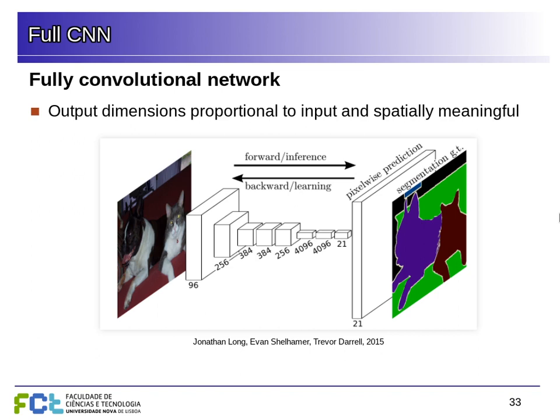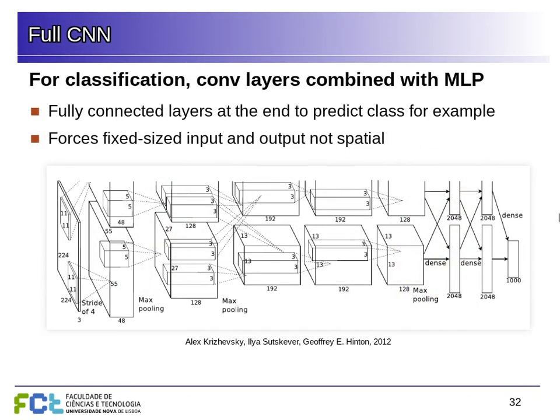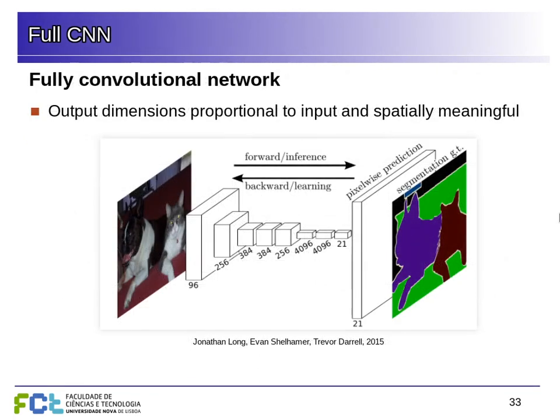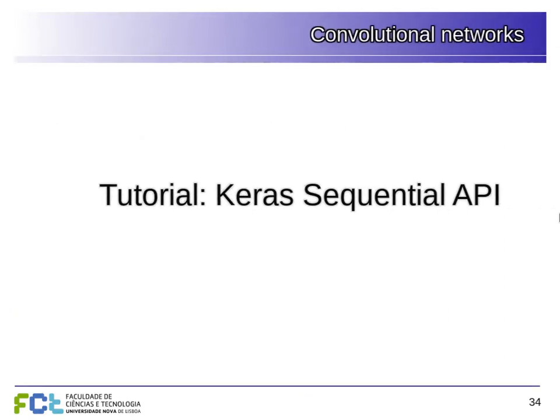But this is just to give you an idea that convolutional networks can be part of the network, so the convolutional layers are only part of the network, and then we move on to dense layers for classification, or they can make up the whole network if we have different applications.